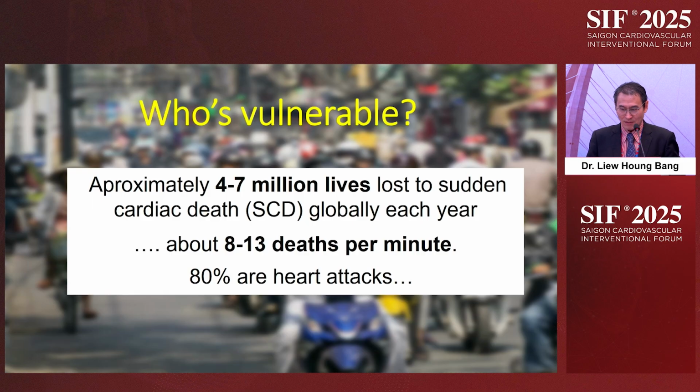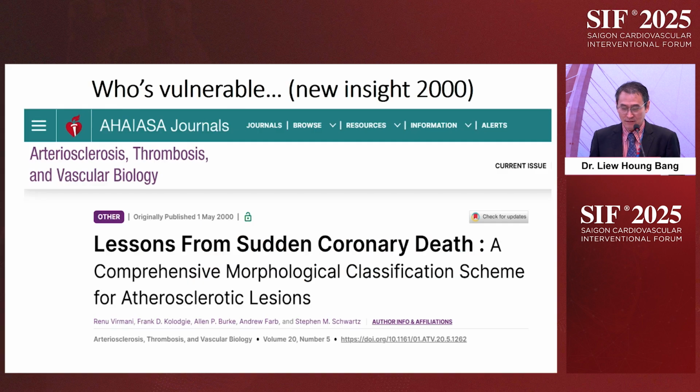So, who's vulnerable? We know that 4 to 7 million lives are lost due to sudden cardiac death yearly worldwide. And as we speak, every minute, 8 to 13 people die, and many of these are heart attacks. Who's vulnerable? We have some insights from our famous pathologist, Dr. Virmani and his team. Lessons from sudden cardiac death, a review of the morphological changes noted in the atherosclerotic lesions among patients who have died.